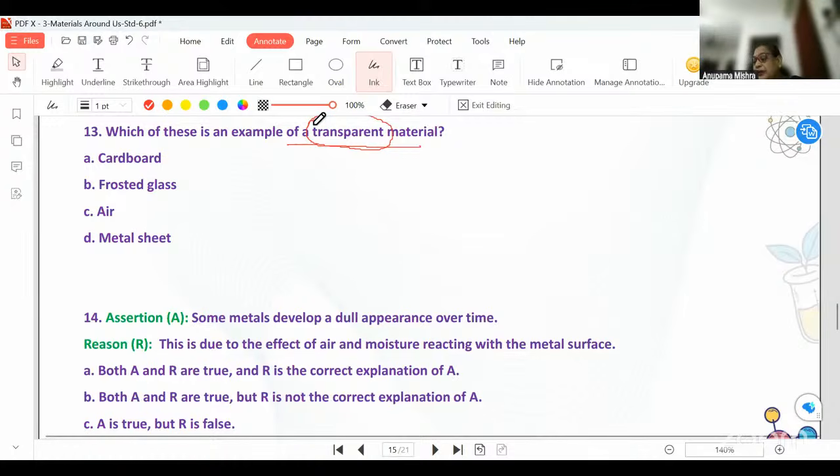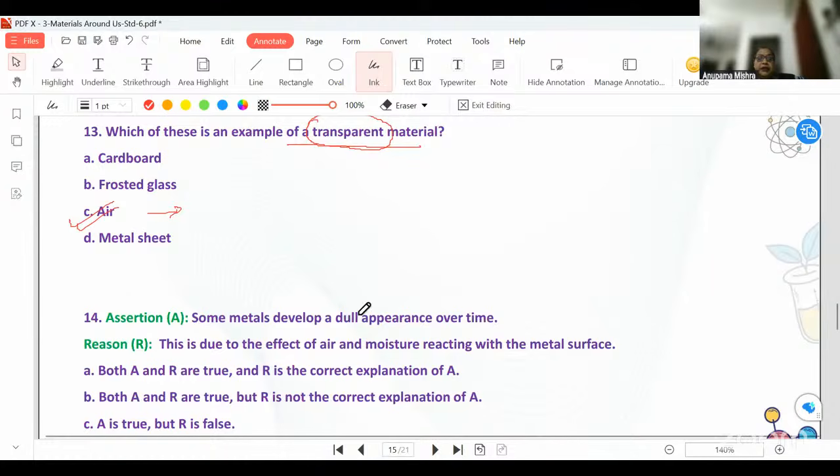That is air. B, those who are giving this answer, 13B is wrong. Frosted glass is wrong. It's not transparent. I told you in the previous question also that frosted glass is translucent. We can see the object outside, but not clearly. So the 13 answer is air, because air is always transparent. Please remember this. We can see anything because of the air only, and air is transparent.